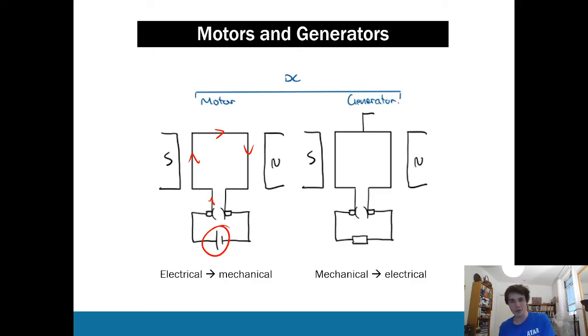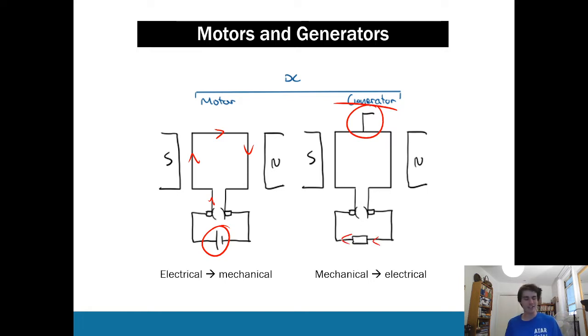On the flip side, with your generator, you have some kind of axle or crankshaft that you're able to turn. So you are physically turning the coil inside the magnetic field. And because we know that if you move a coil inside a magnetic field, that is going to generate an EMF, as a result, we get some kind of current that can pass through our circuit there.